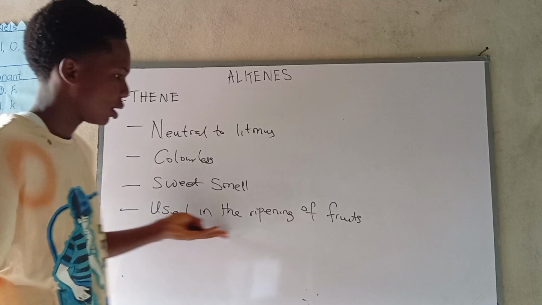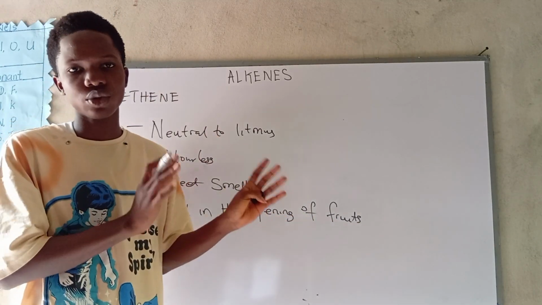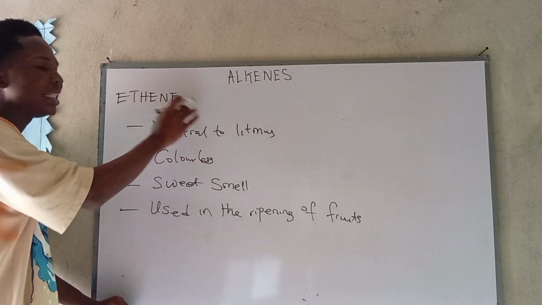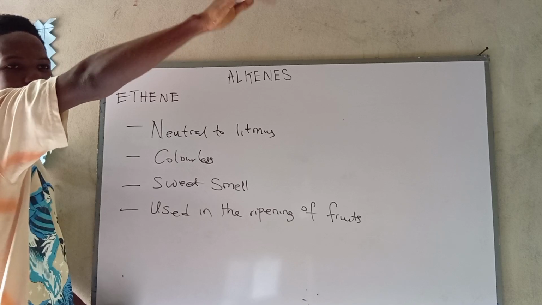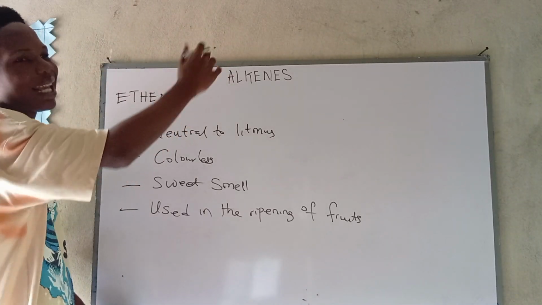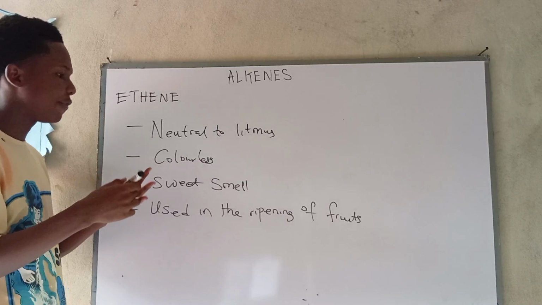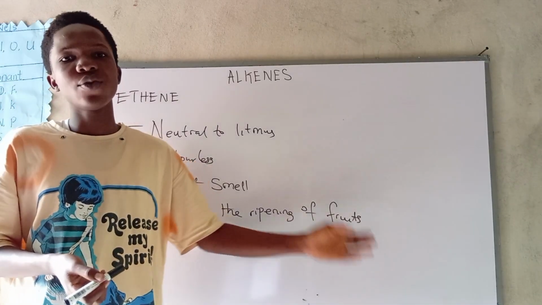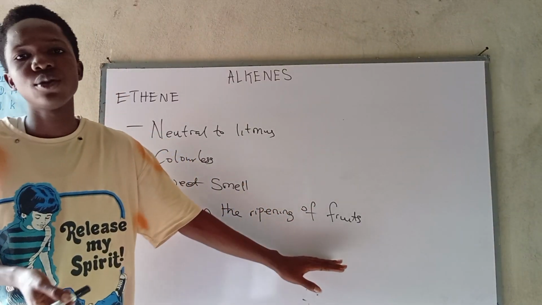Now, this is actually a JAMB question. It's repeated a lot, so please note it. It's ethene, E-N-E, not ethyne. Ethyne has its own uses, so I'm going to talk about it when we are talking about the alkynes. Sometimes people get confused and don't know the difference between the one used in the ripening of fruit and the one used in miner's lamp. This one, ethene, is used in the ripening of fruit.